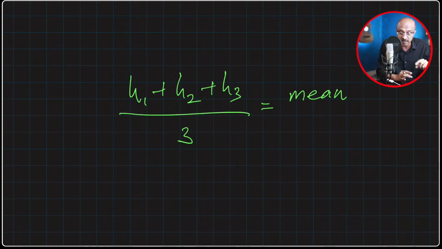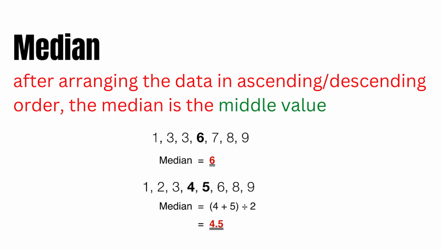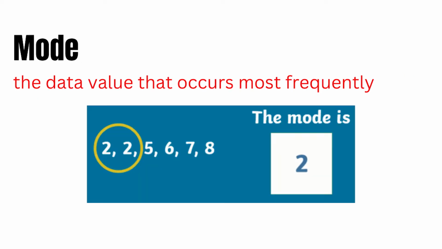This is one kind of average. The second kind of average is the median. The median for a set of data is the middle value after the data items have been arranged either in the ascending order or in the descending order. So it's the central value right at the center. The mode of a set of data items is that data value that occurs most often. So it is the data with the highest frequency.